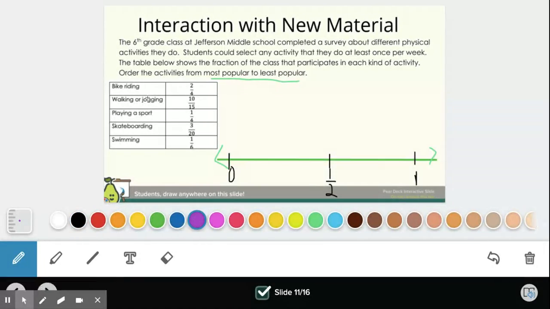So starting with bike riding, this is 2 over 4. So this one actually is exactly a half. Half of 4 is 2. So I'm going to go ahead and write 2 over 4 right here because it is exactly a half.